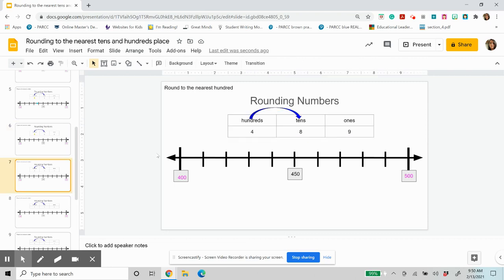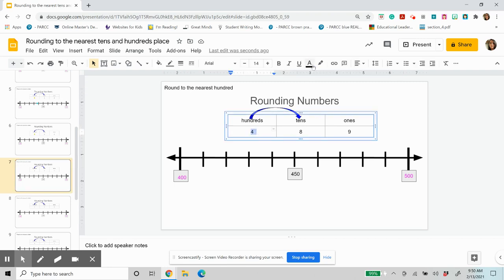All right, this one says let's round to the nearest 100. So I'm looking at my 100. I have 4 hundreds right now. So I have to decide which 100s am I going to be thinking about here, right? 400. Well, 400 is going to be the first on my number line. What comes after 400? 500. Right? 450 would be in the middle.